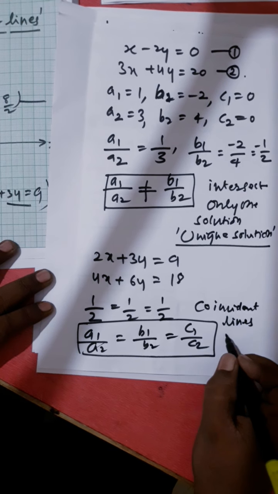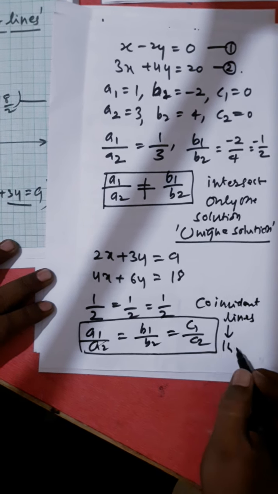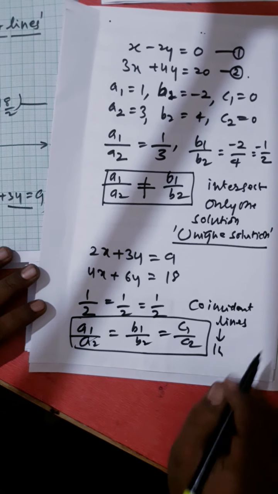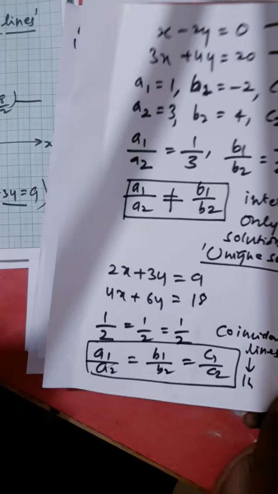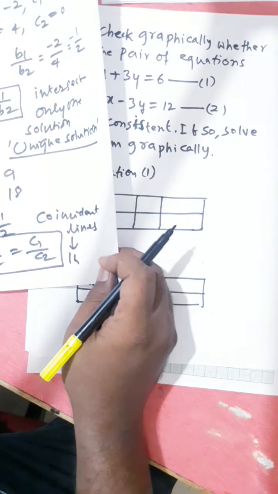Coincident lines. How many solutions do they have? They have infinitely many solutions. I will write this table separately. Infinitely many solutions.